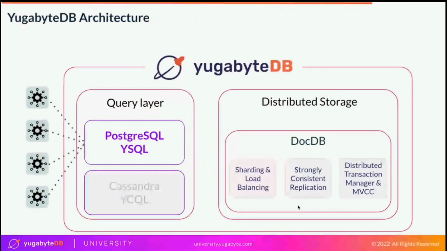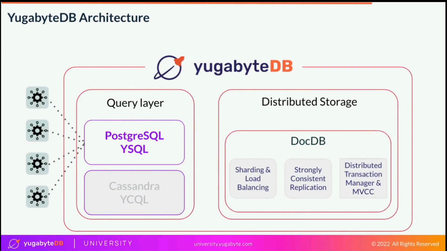So with YugabyteDB's architecture, what's very unique about us, and if you were in Mark's presentation you saw a similar slide, is that we have 2 different layers in the architecture of the database. There's a query layer, which allows for multiple APIs. At one point in time, we had a Redis API. But with Cassandra, YCQL is one, or we have YSQL, which is PostgreSQL compatible. The query layer is very powerful in the sense that any node in a cluster can basically access that.